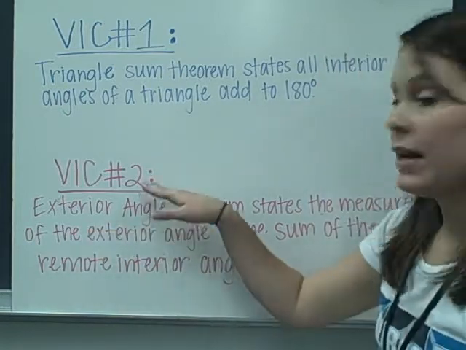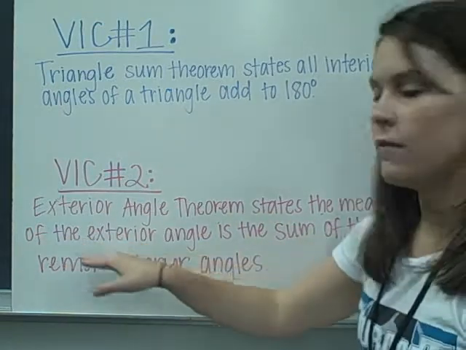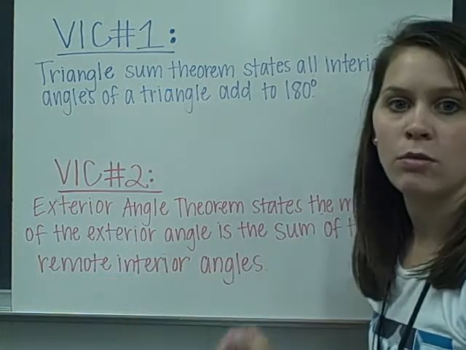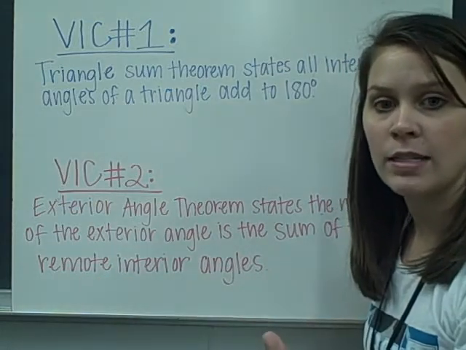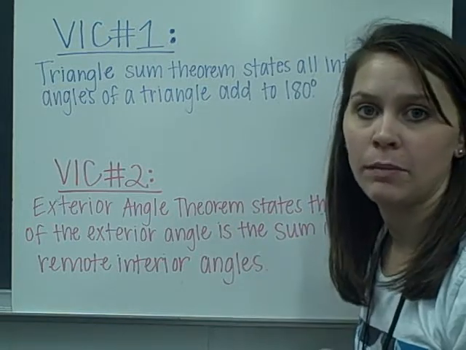Big idea number 2 is the exterior angle theorem, which states that the measure of the exterior angle is the sum of the two remote interior angles. So whatever the exterior angle is, if you add the two remote interior angles, you should get the same number.